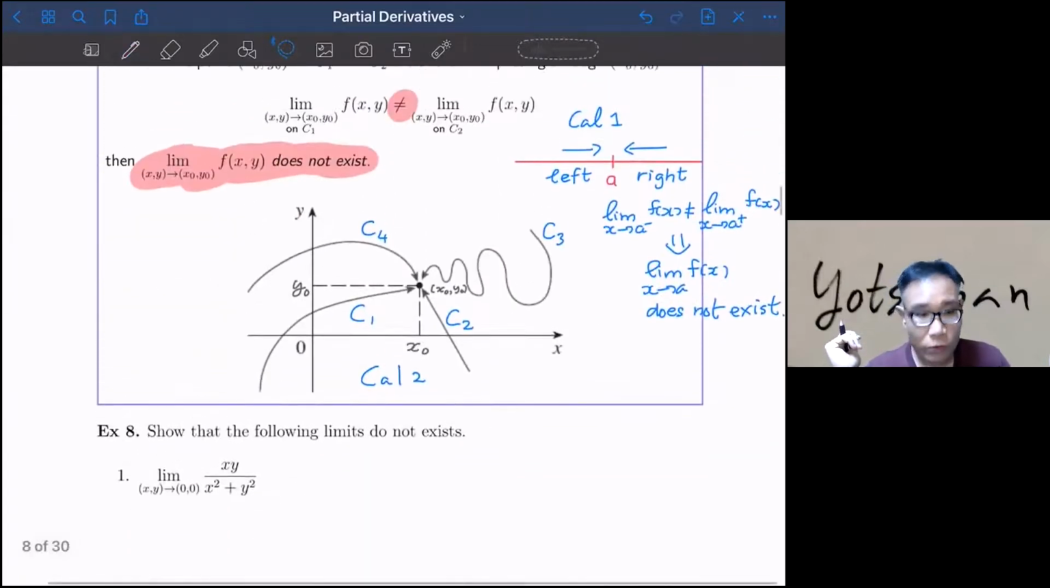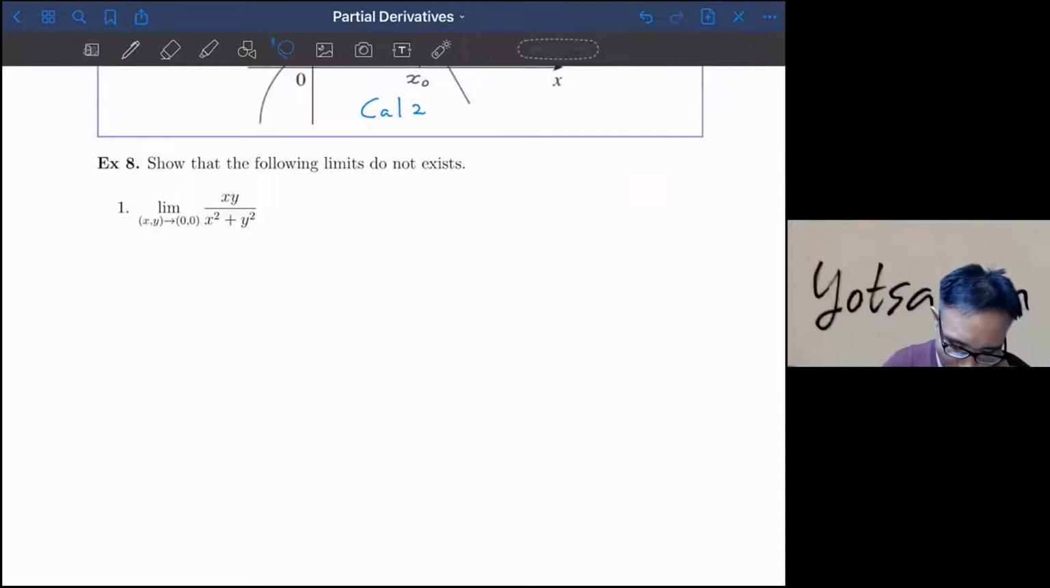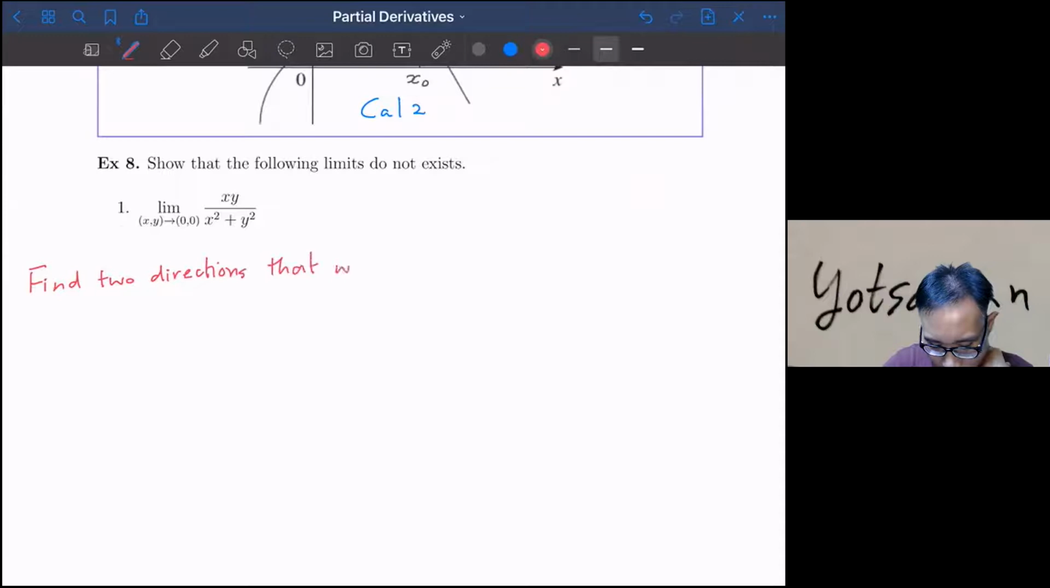So the way to show example 8, where we would like to show the following limit does not exist, is that we are going to find two directions, C1 and C2, along which we have different limits.